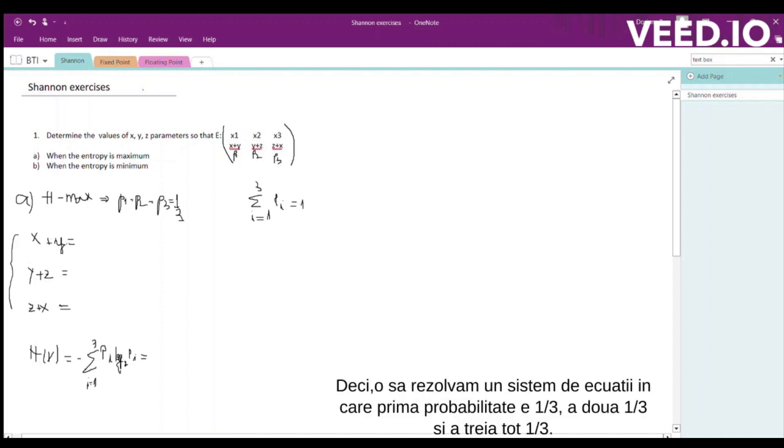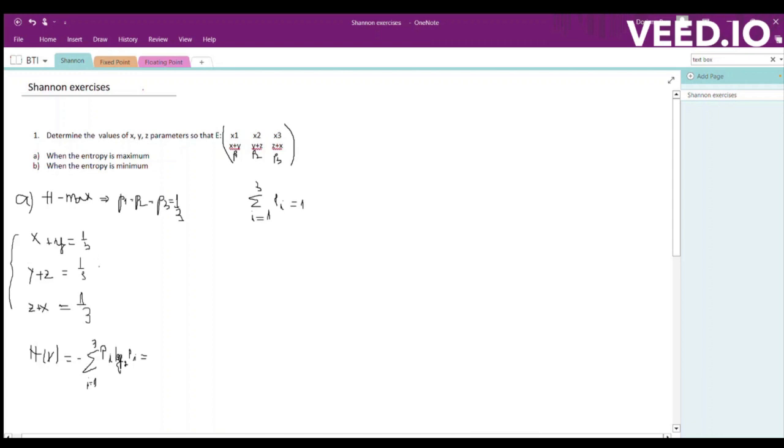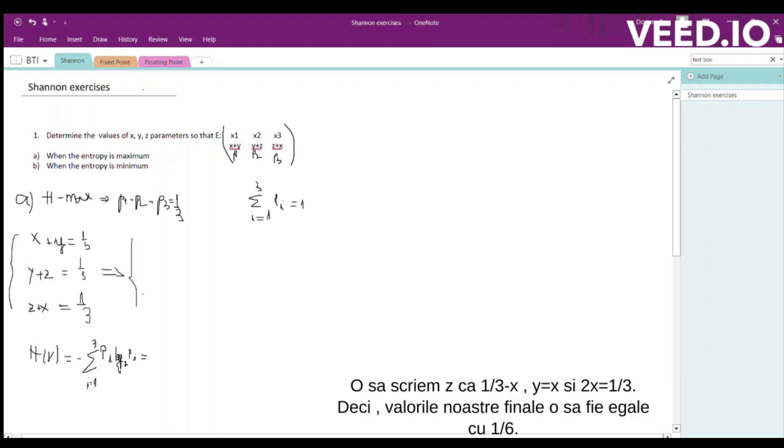So we will have to solve a system of equations in which the first probability x plus y equals 1 over 3, the second one 1 over 3, and the third probability 1 over 3 as well. We will try to express z in terms of x, so z equals 1 over 3 minus x. If we substitute z in the second equation, we will get that y equals x. And if we substitute y in the first equation, we will get that 2x equals 1 over 3.